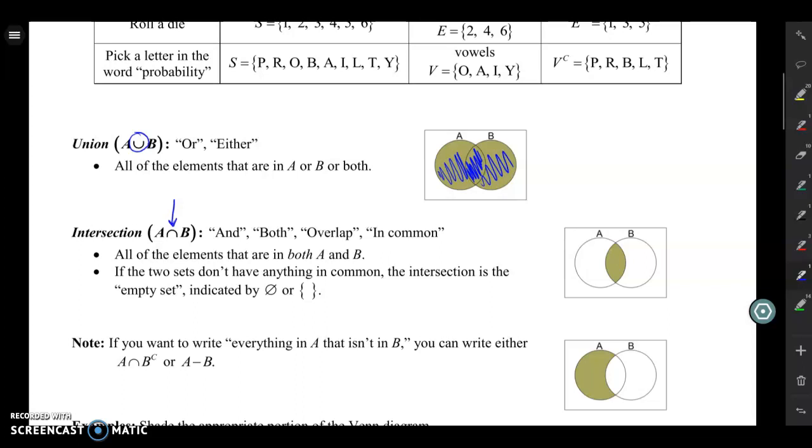It is possible that there are some sets that don't have any overlap. If there's no overlap, then you can say that's the empty set, or you can use this symbol, or just draw the brackets and don't put anything inside of them.